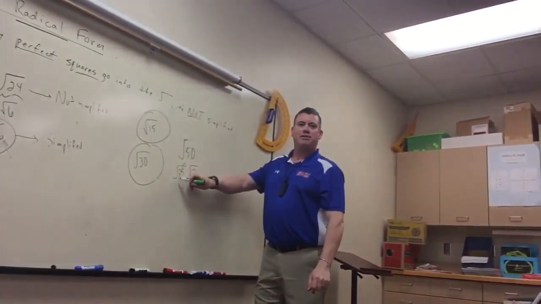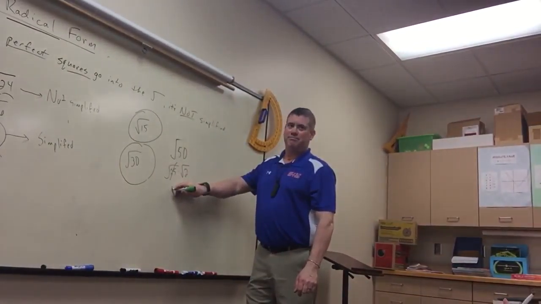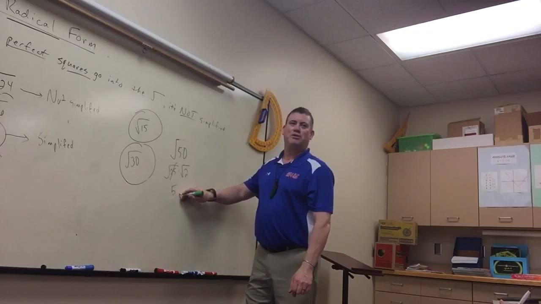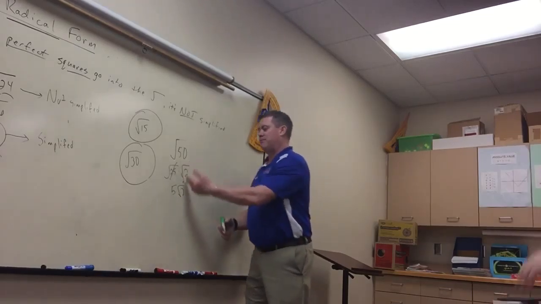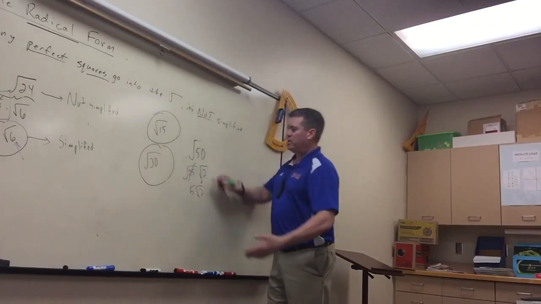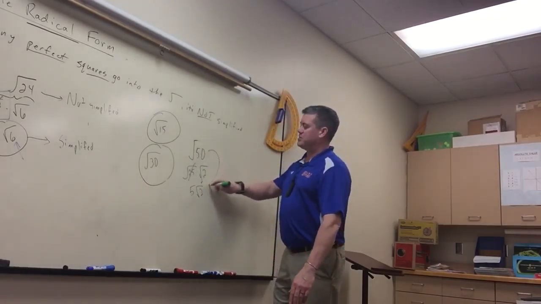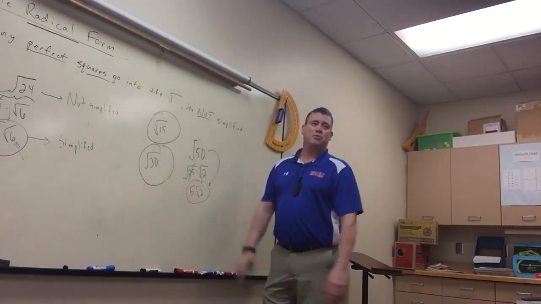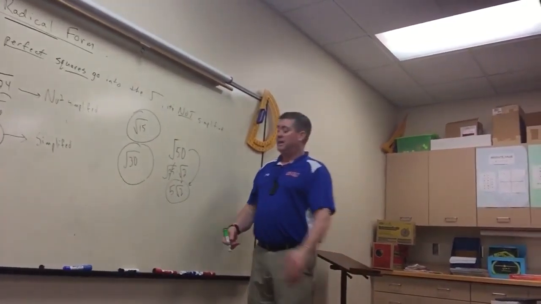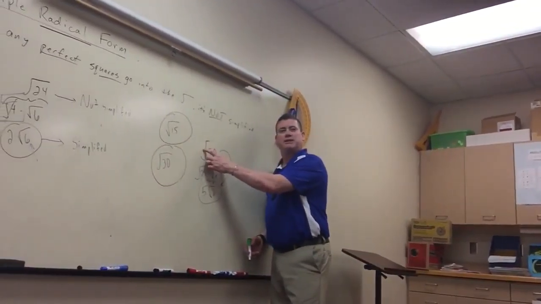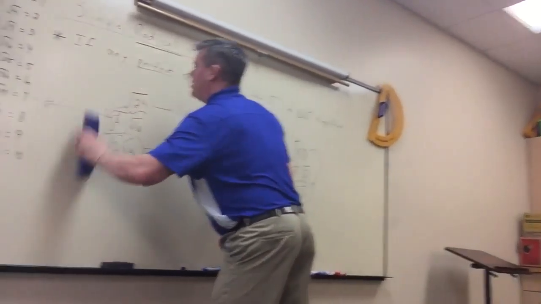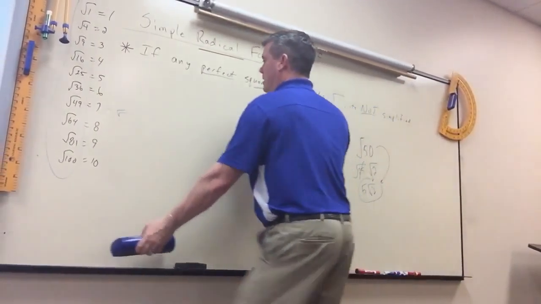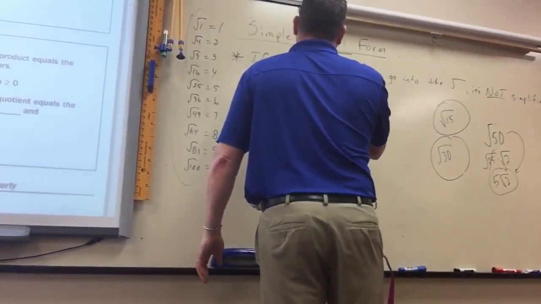Square root of 25 is 5. 5 times 5 is 25. So the square root of 2 is not a perfect square, so it just stays there. So the square root of 50 is the same as 5 times the square root of 2. You get the same number. It's just this is simplified, this is not simplified. Right. Another common one you're going to see is the square root of 80.